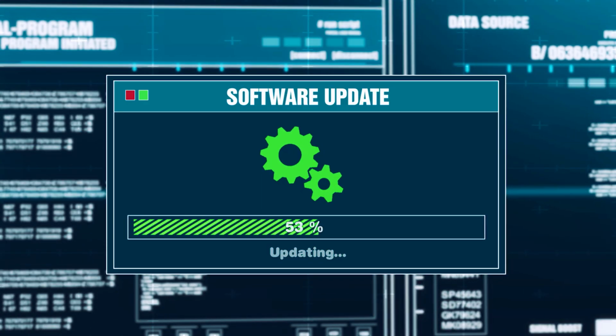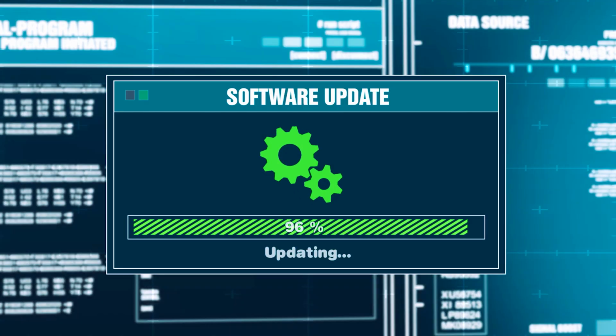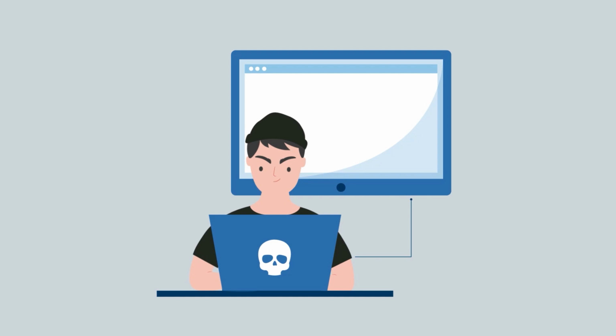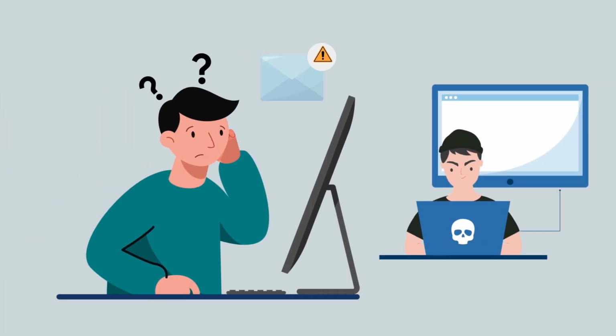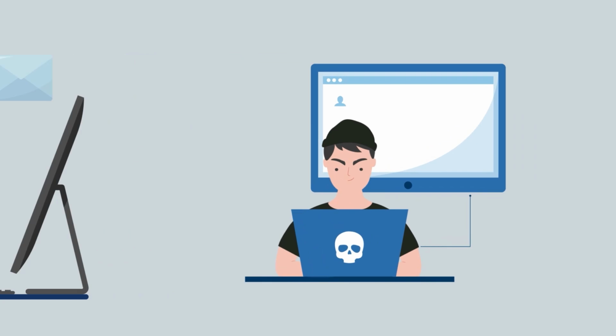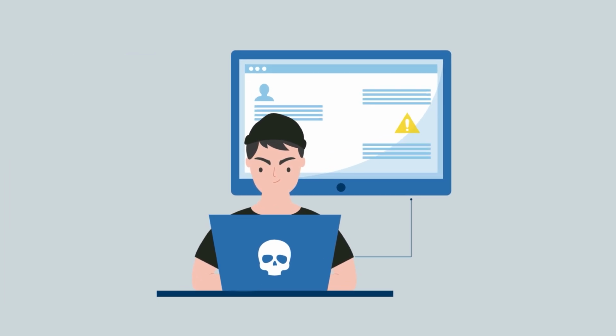Enable automatic updates to ensure you have the latest security patches. Be cautious with emails and links. Never click on suspicious links or download attachments from unknown senders. Legitimate companies won't ask for sensitive information via email. Be wary of urgent requests or threats in messages, as these are a common phishing tactic.